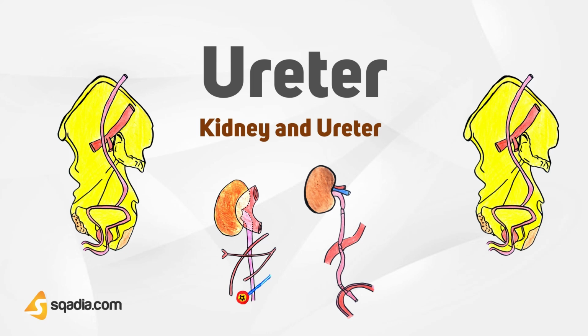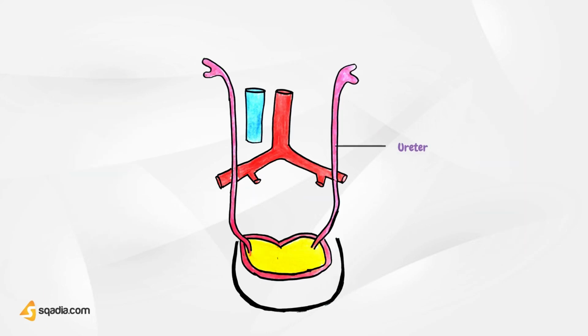In this section, we will talk about the ureter. So, the ureters are a pair of narrow, thick-walled muscular tubes, which convey urine from the kidneys to the urinary bladder. They lie deep to the peritoneum, closely applied to the posterior abdominal wall in the upper part, and to the lateral pelvic wall in the lower part.